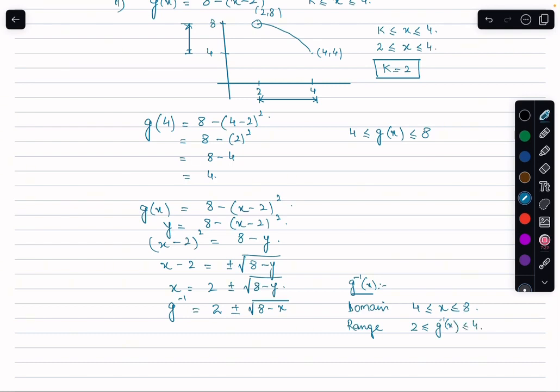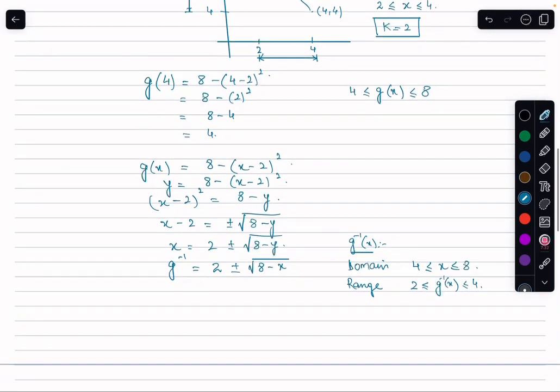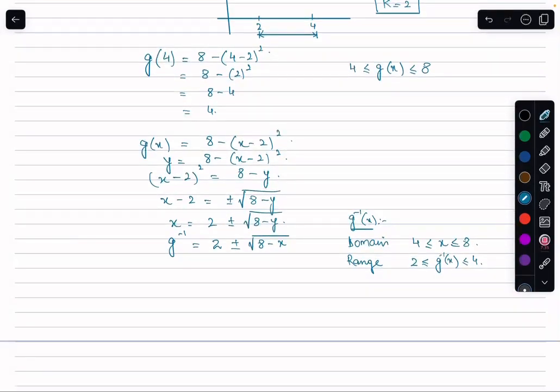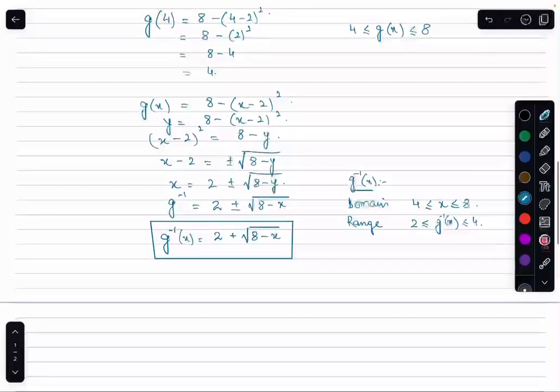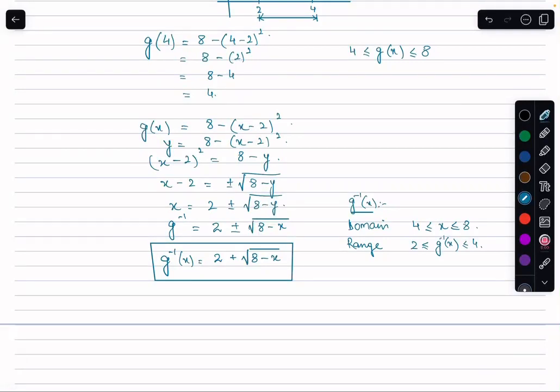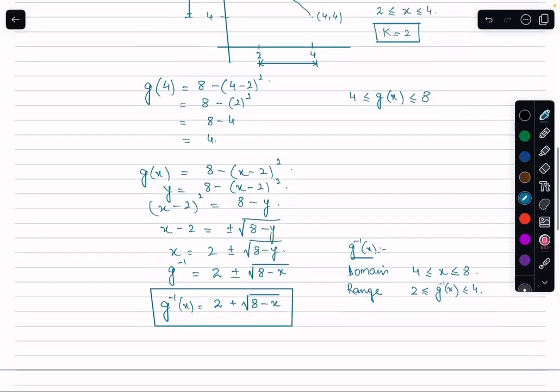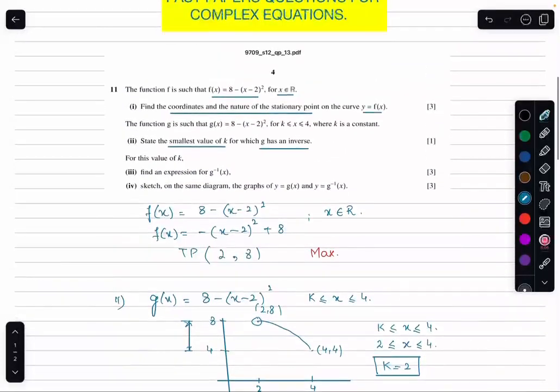So from here I can see that as the domain value is increasing, the function value is also increasing, the range value is also increasing from 2 to 4. Therefore, simply I can say that my g inverse is an increasing function with the sign being positive here. So this becomes 2 plus root of 8 minus x. This is going to be my inverse function. So that's why it's important to have the domain and the range, so that we can also define the sign of the g inverse function here. So we have the inverse function.